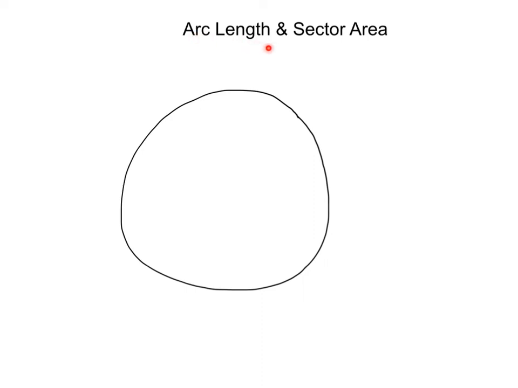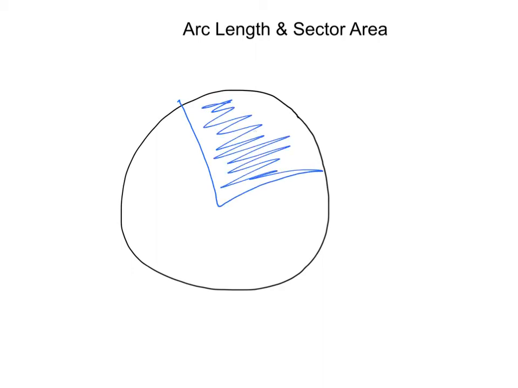In finding arc length and sector area, it's going to be important to recognize parts of a circle. So in finding arc length, we're not trying to find the whole arc or circumference of the circle. We're just trying to find a part of the arc length of the circle. If we wanted to find sector area, we're not trying to find the area of the whole circle. We're trying to find just a small portion of the area of the circle.